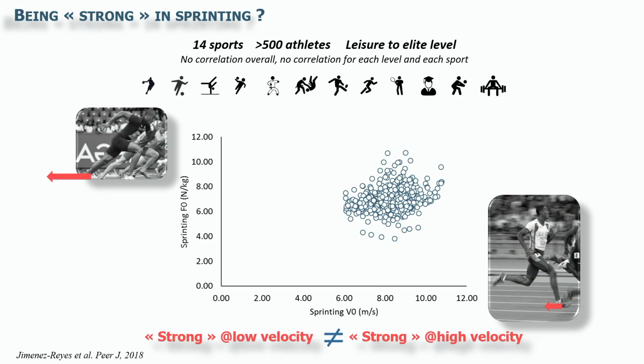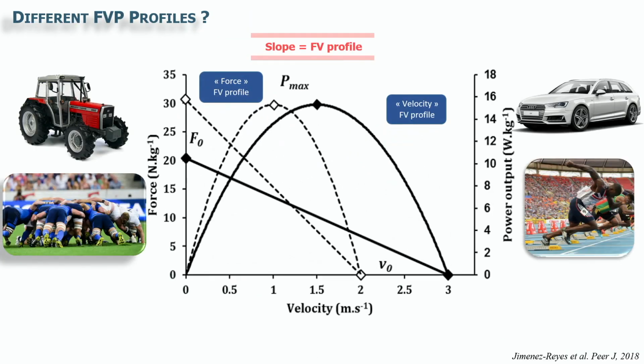There is no correlation between the two qualities, and it's a very important point. This lack of correlation, which we observed in more than 500 athletes, supports the fact that F0 and V0 are two very independent qualities. They don't represent the same things. And so being strong at low velocity is very different from being strong at high velocity, and this lack of correlation results in very different force-velocity profiles among athletes.